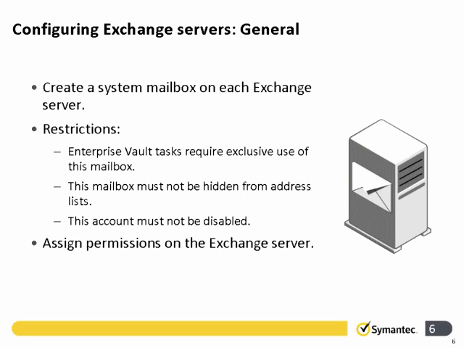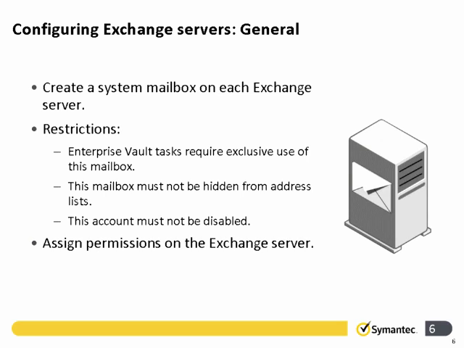So the first thing we're looking at here is you need to create a system mailbox on each one of the Exchange servers. This system mailbox has certain restrictions. Nothing is allowed to access or use this system mailbox other than Enterprise Vault. Also, you are not allowed to hide this mailbox from the global address list. What we see a lot of times is if we do have to have a service mailbox, we don't want our end users to see that mailbox, so we hide it. You can't do that for this system mailbox.